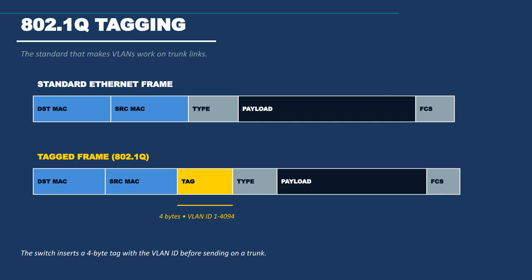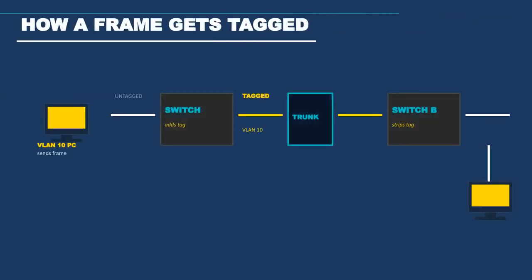802.1q is the standard enabling VLANs on trunk links. It works by inserting a 4-byte tag containing the VLAN ID into the frame before sending it on a trunk. The tag is added when a frame enters the trunk and removed when it exits. This process ensures the destination PC never sees the tag, maintaining a normal, untagged experience.